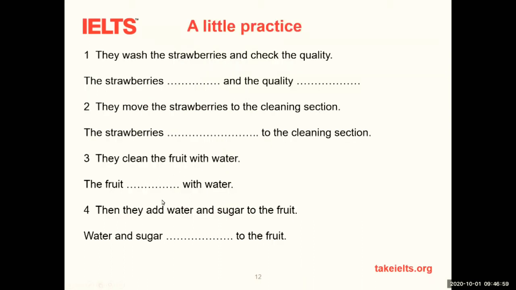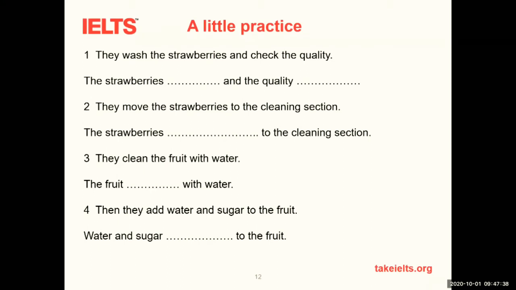Okay, here are some sentences from a process diagram. So they washed the strawberries and checked the quality. So in the chat box, please, the strawberries are washed. Yes. And the quality is checked. Absolutely. What about the next one? They moved the strawberries to the cleaning section. The strawberries, yes. Yes, are moved to the cleaning section.